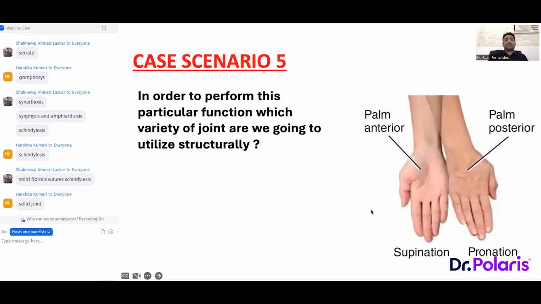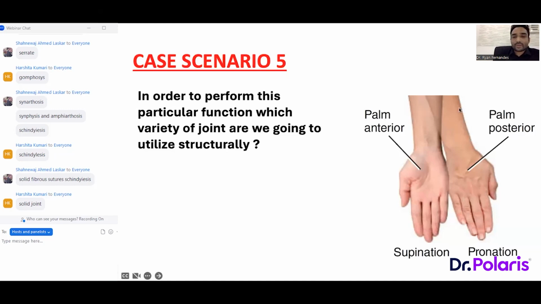In order to perform this particular function, that is pronation and supination, what variety of joint are we going to utilize? Anyone can answer. This is a chance for you all to find out. Even if you go wrong, it's okay, because that is how you learn things.